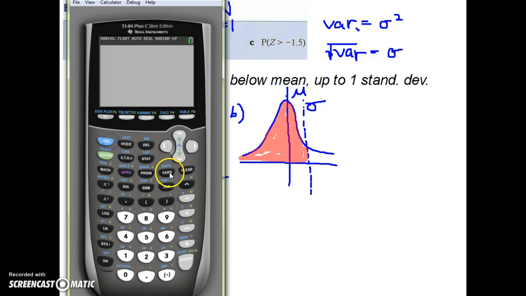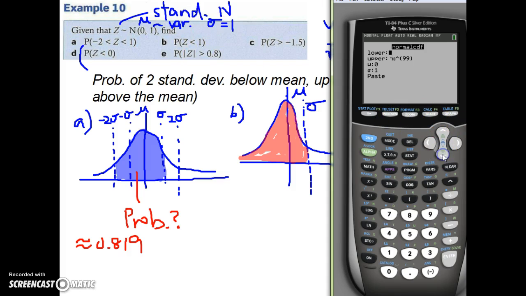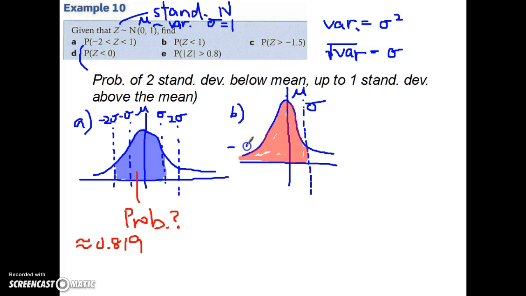Let's go to the normal distribution, normal CDF. It will ask us for our lower and upper bound, right? Now, what's our lower bound going to be? My upper bound is just going to be 1. Keep in mind your upper bound is 1. Now, what's your lower bound going to be though? Your lower bound should be negative infinity. In fact, the bell curve on the left and on the right will keep on going to negative infinity on the left and positive infinity on the right.